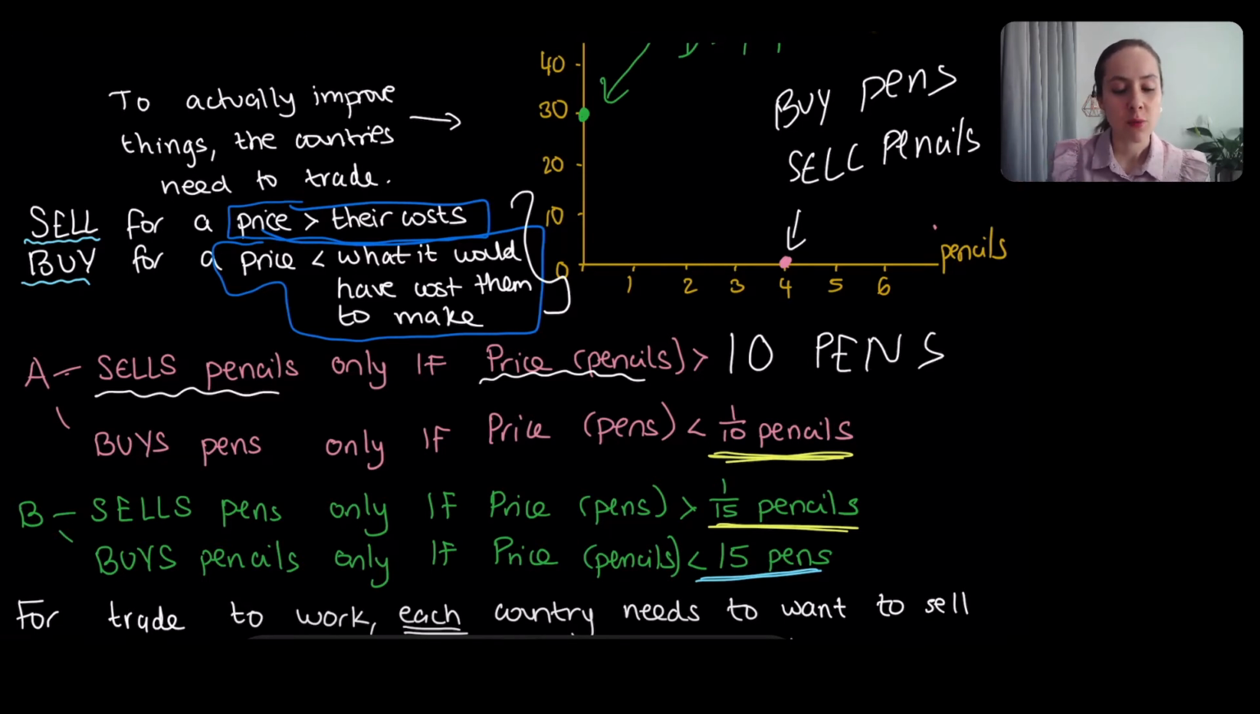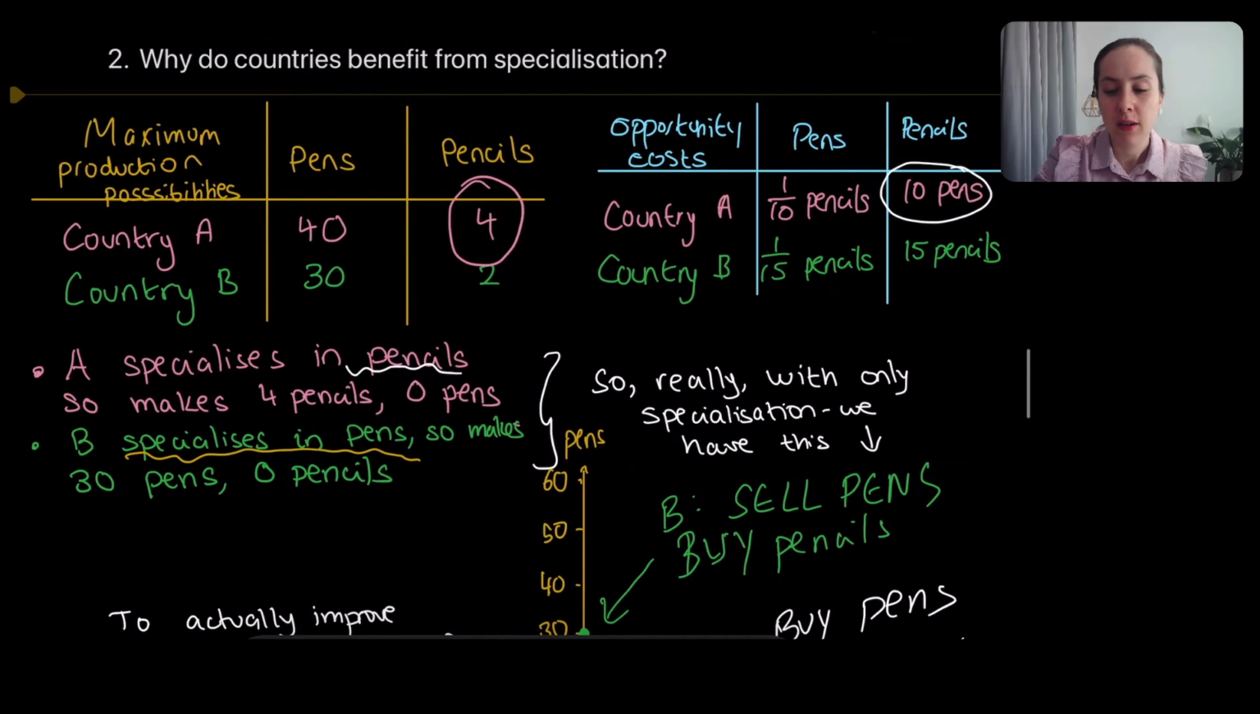A, at the same time, wants to buy pens, but they will only buy them if they get a better deal than making them by themselves. So right now, A, if it wanted to, could make a pen for 1 in 10 pencils.